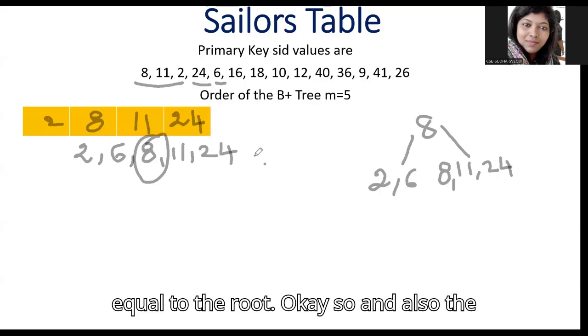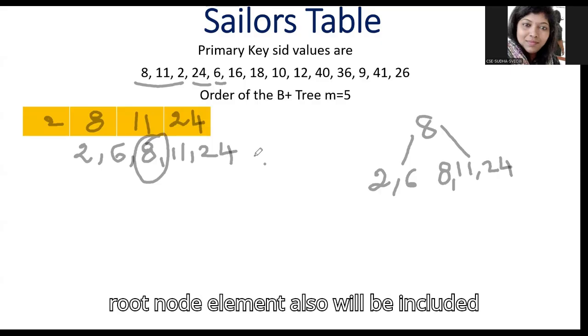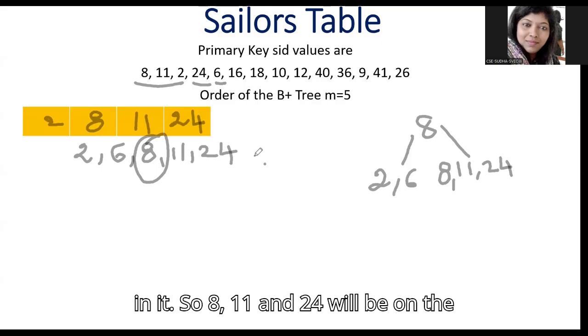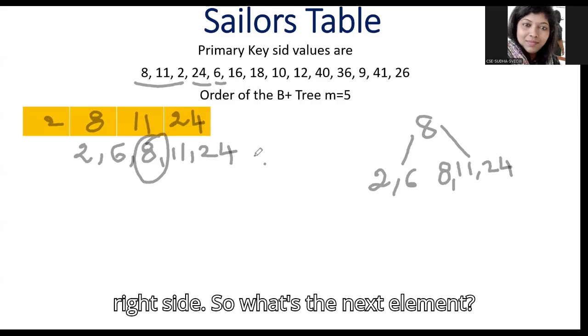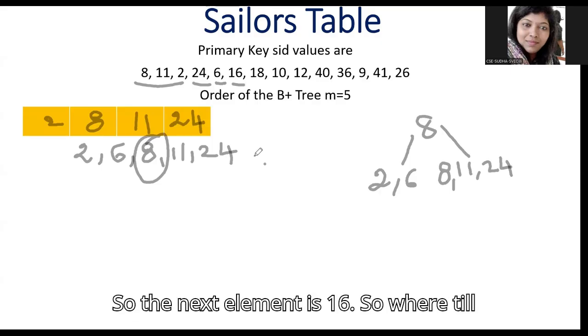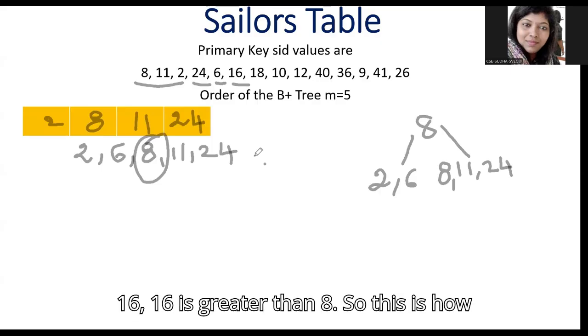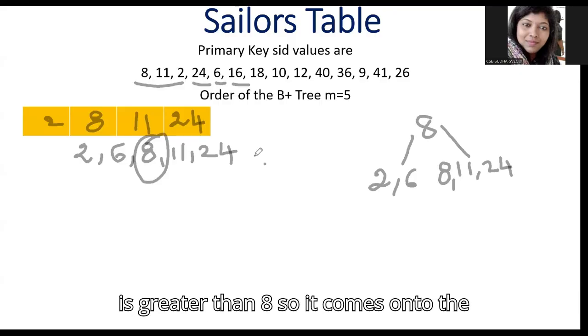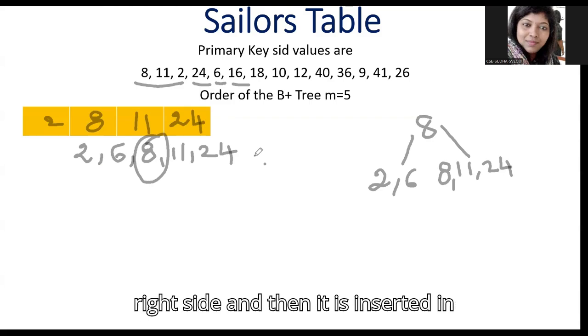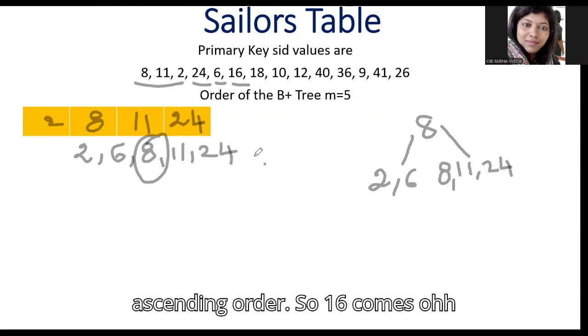Okay, so the root node element will also be included in it. So 8, 11 and 24 will be on the right side. So what's the next element? The next element is 16. So where does 16 go? 16 is greater than 8. So this is how we are navigating to the leaf. So 16 is greater than 8, so it comes onto the right side and then it is inserted in ascending order.